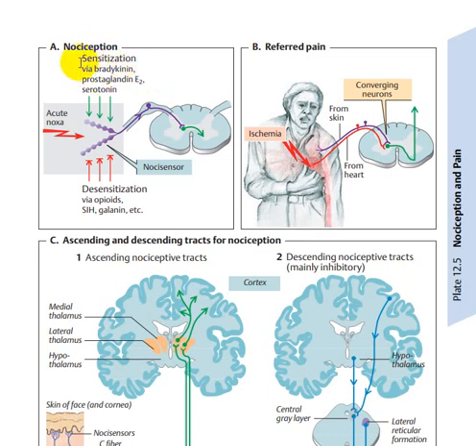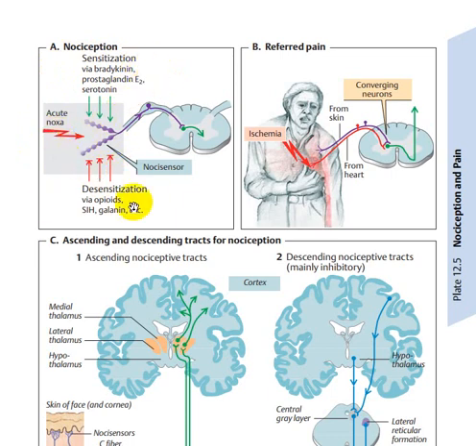With nociception, we need to know that we have sensation. When you have an injury, different inflammatory chemicals are released, and these are the chemicals that are going to cause nociception. Examples of these inflammatory chemicals are bradykinin, prostaglandin E2, and serotonin. All of these are inflammatory chemicals which can cause pain stimulation.